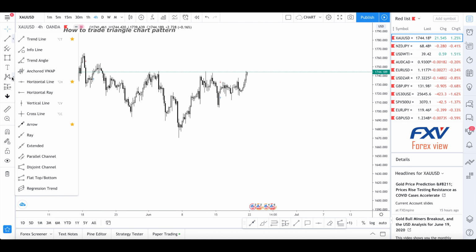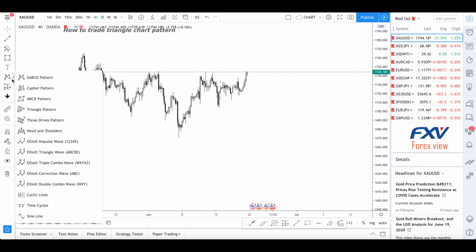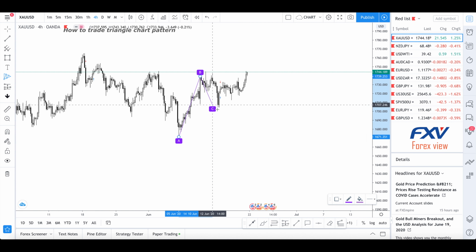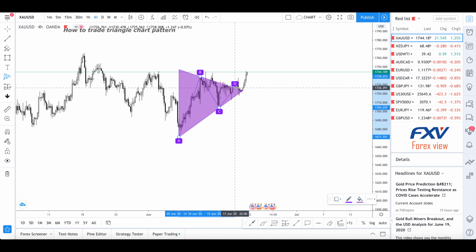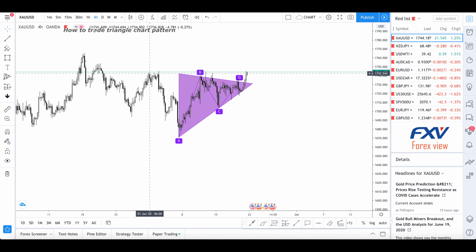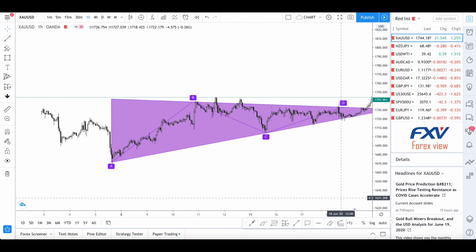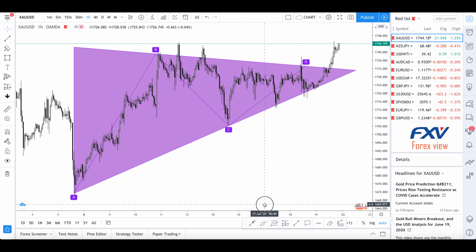So for now I'm gonna choose the triangle pattern. It's easy on TradingView to spot it here and use it. You choose a lower low with a higher high, a higher low with a lower high. So it's A, B, C, D. As for now, that's the triangle. I'm going to other frames so you can see what I drew.